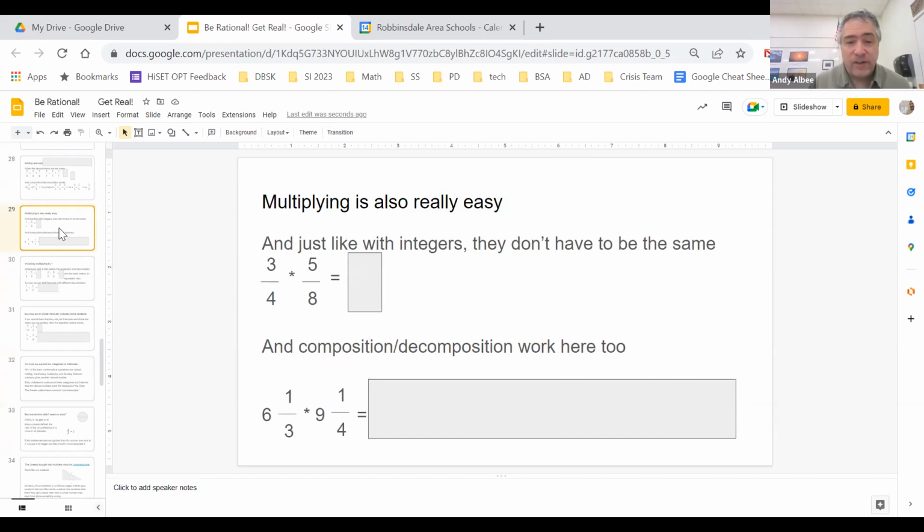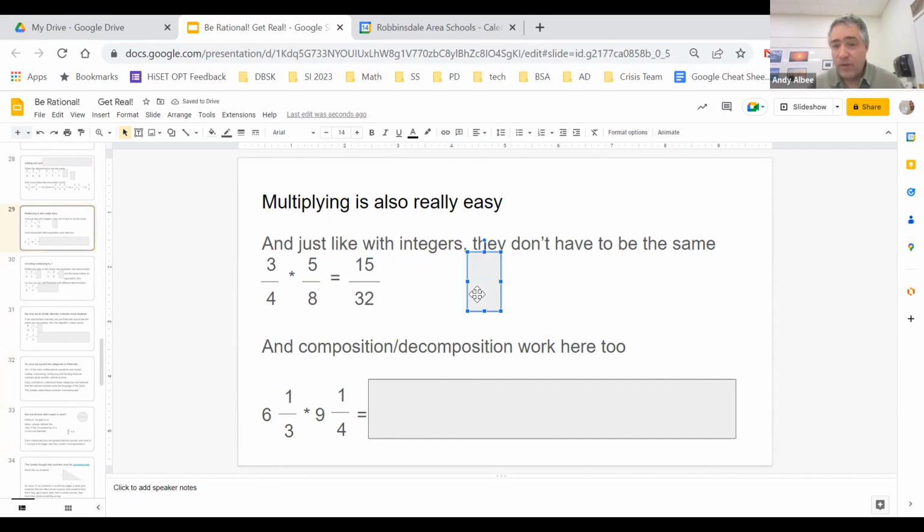Okay, I am going to pick up the pace here a little bit because I realize I'm behind, but we're doing good. So just like the integers, we don't have to have the same things in order to multiply them. Multiplying is just fine. 4/3 times 5/8 is just 15/32. You multiply the numerators, you multiply the denominators, you're done, right? That's it.